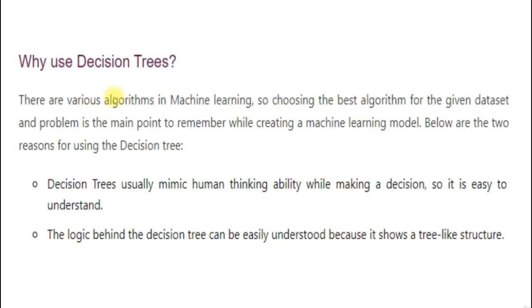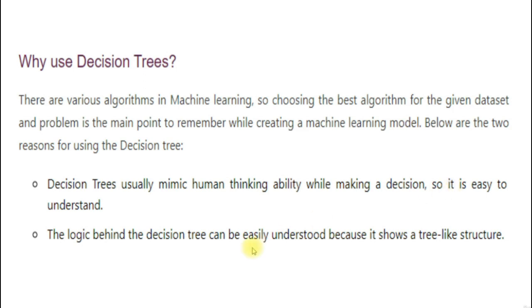So why do we use decision trees? There are various algorithms in machine learning. To choose the best algorithm for the given dataset, the main point to remember is that decision trees usually mimic human thinking ability while making a decision, so it is easy to understand.